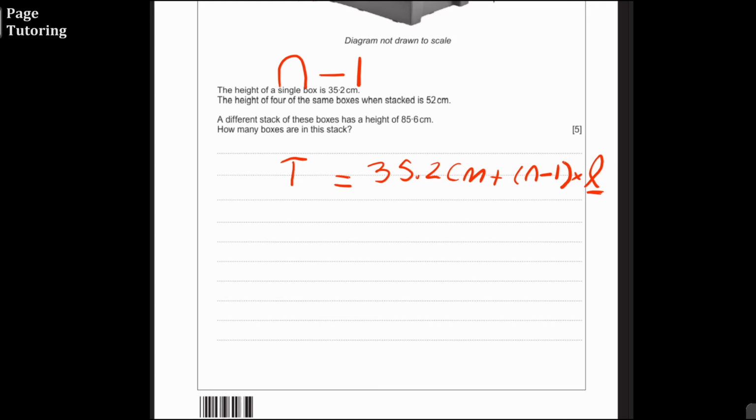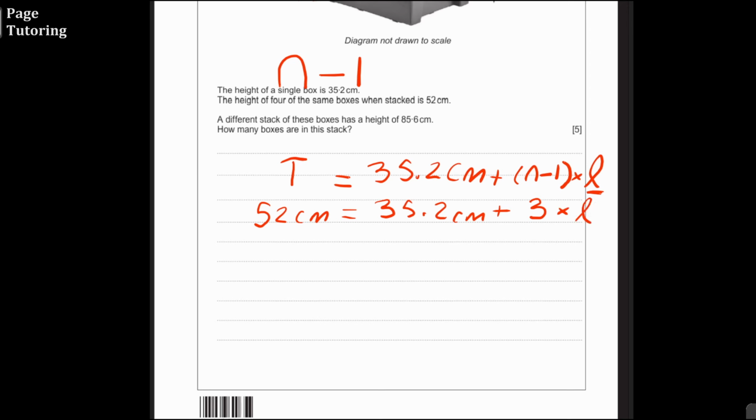So now we're going to substitute in, and now we will have 52 centimeters. We're going to do the case of 4 boxes, so 35.2 centimeters plus n minus 1, well n in this case is 4 minus 1, so that's just 3, we can write that down straight away, times L.